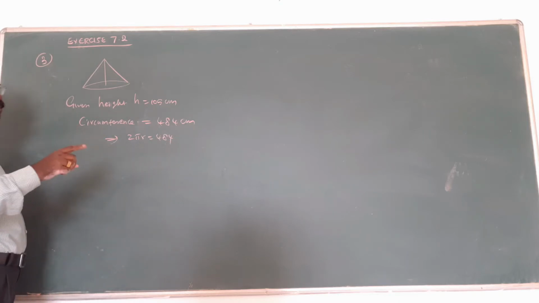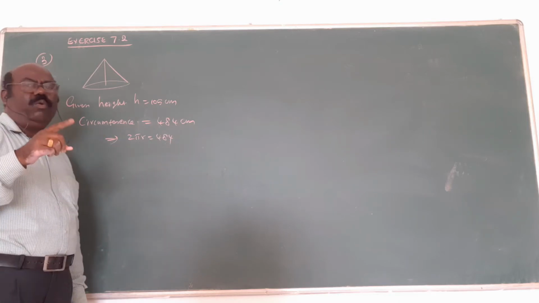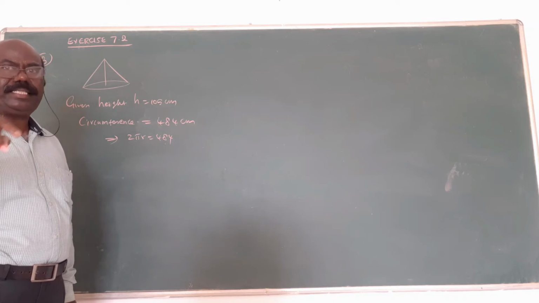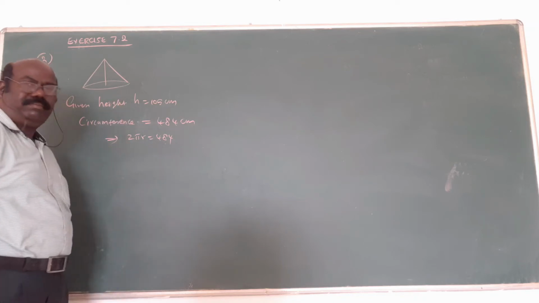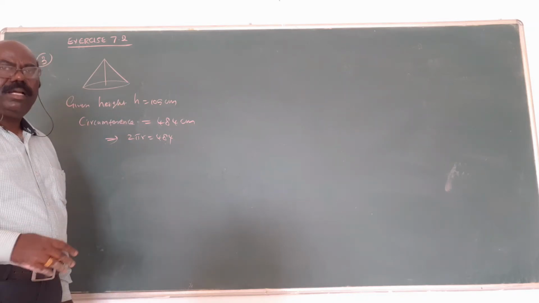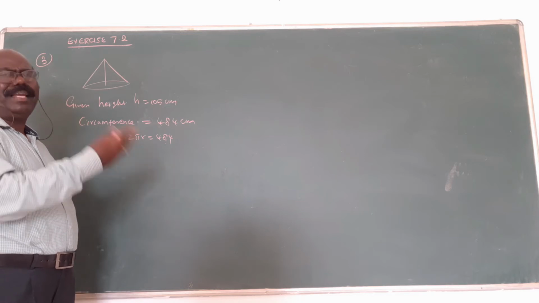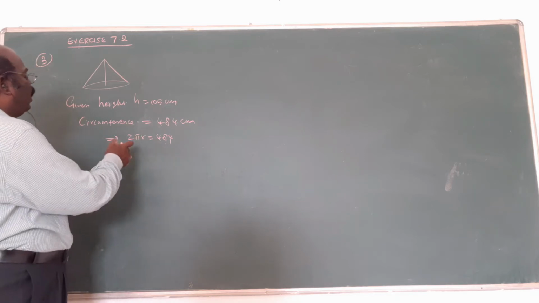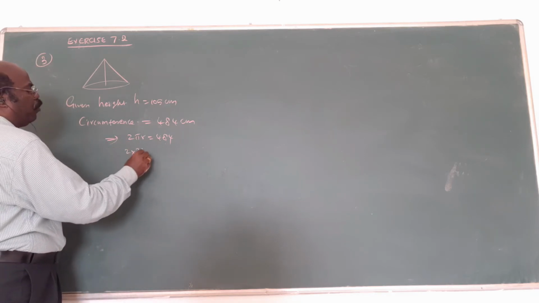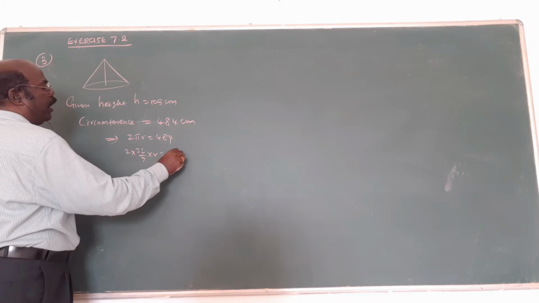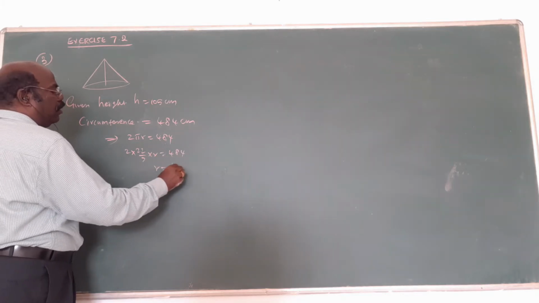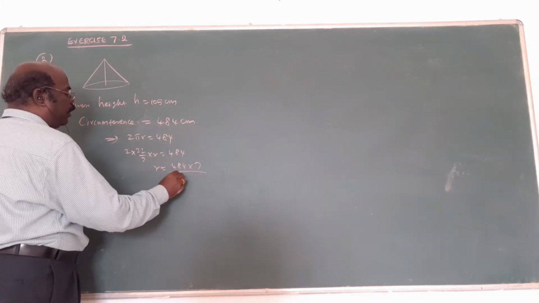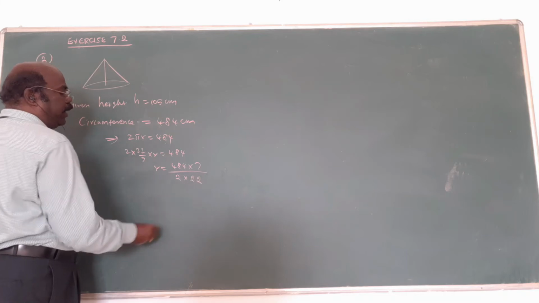So, volume is asking. The cone volume is what? 1 by 3 pi r square h. H is directly given. R is not given, but instead circumference is given. Circumference, what is that? 2 into pi, 22 by 7, into R. We want R. 484 into 7 by 2 into 22.